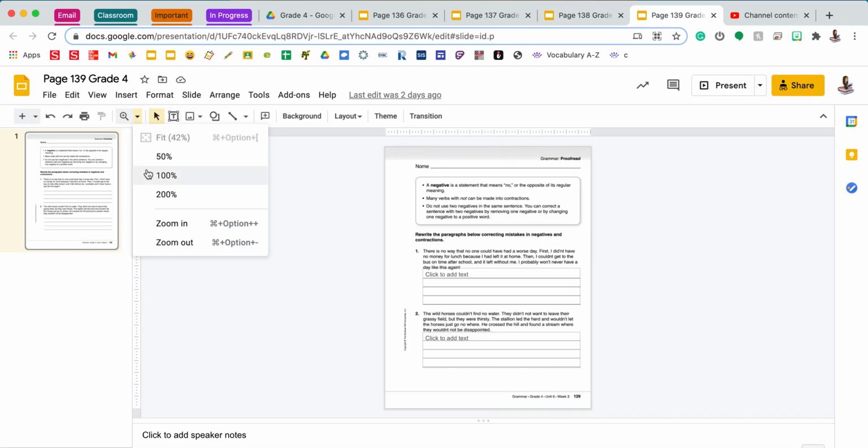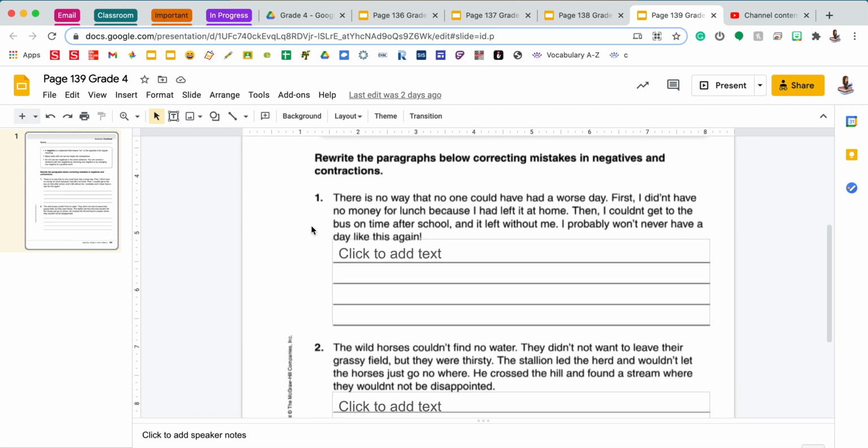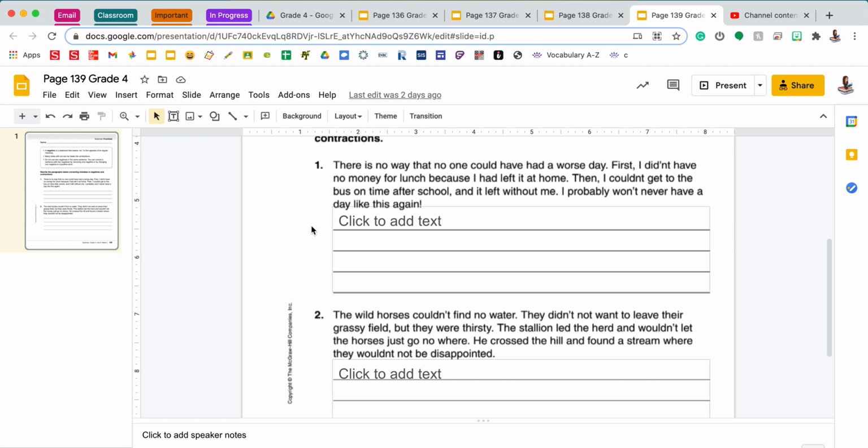Your last page, as always, is your proofreading page. The box at the top goes over the rules from the previous pages, and the directions read to rewrite the paragraphs below, correcting mistakes in negatives and contractions. Let's look at a little bit of the first one together. It says, there is no way that no one could have had a worse day. That is a double negative sentence. So I am going to change one of the negatives to a positive. Because I have no way and no one, I'm going to change no one to anyone.